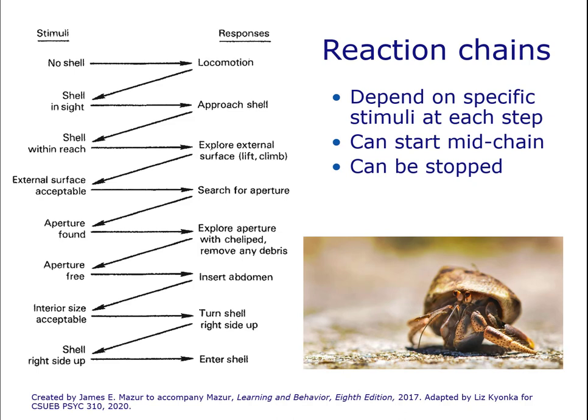If you place a shell of the right size within a hermit crab's reach, it can start with the third step, exploring the surface. It doesn't need to start at the very beginning the way it would if this were a fixed action pattern. Now, for most of these steps, the response produces the stimulus for the next step. For example, the search response to detect the opening aperture in step 4 produces the necessary stimulus for step 5, the opening. Of course, if the shell doesn't have a suitable opening, the stimulus is not present and the hermit crab doesn't continue with the chain.